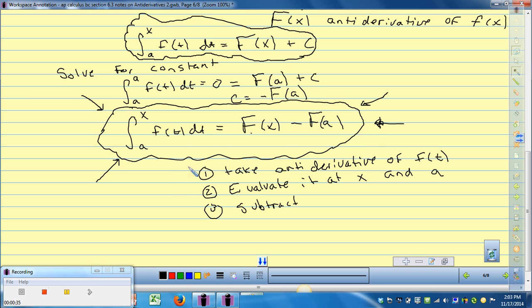So the process that is going on in this fundamental theorem is that if we are looking for the definite integral from a to x of f of t dt, you will take the antiderivative of lowercase f, that is capital F, you'll evaluate it at x and a, and you'll subtract to get the value. Very big day. Fundamental theorem of calculus. You'll see me abbreviate this with FTC. So now let's see how we use it.